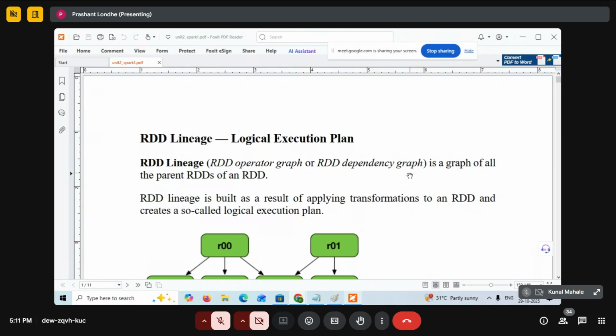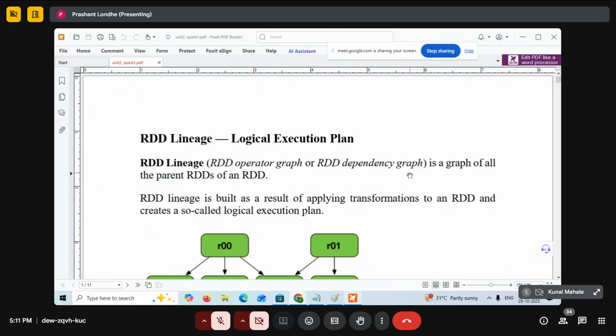For example, if you want to process stream-wise data, you have Spark Streaming. If you want to predict data, you have Spark MLlib. So basically, you are going to take the help of those ecosystems as per your requirement. So we will start one by one.